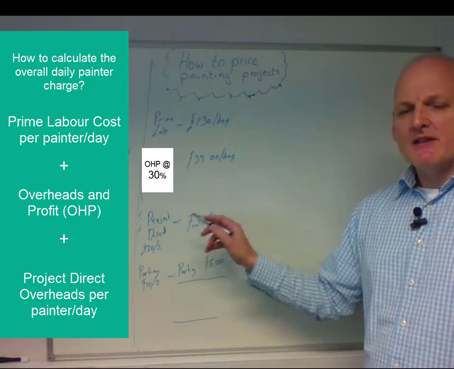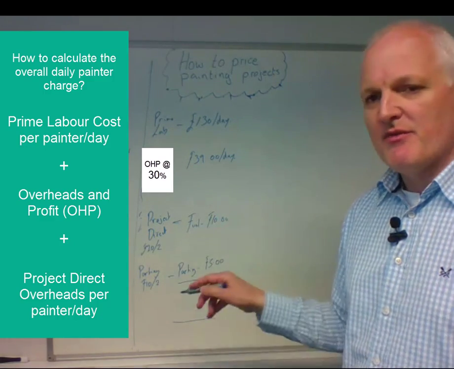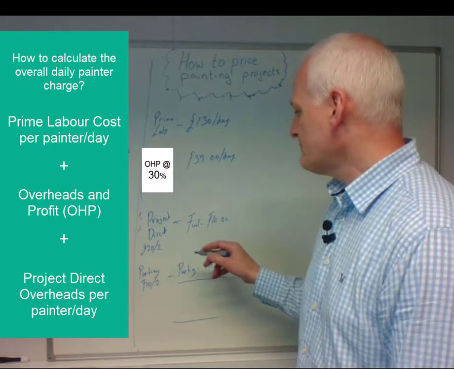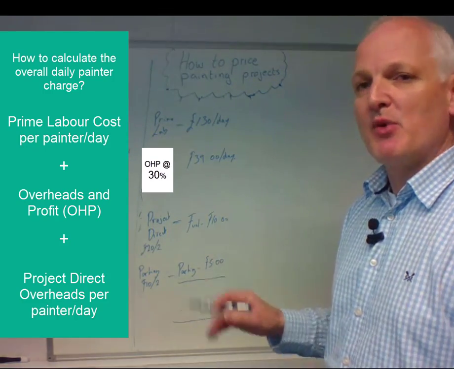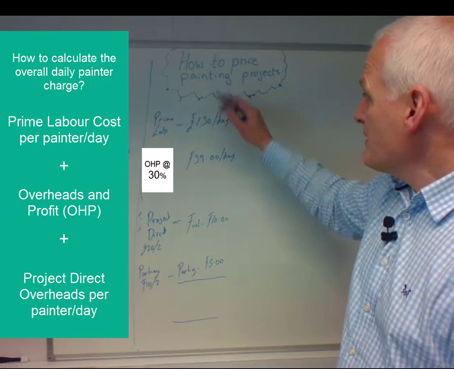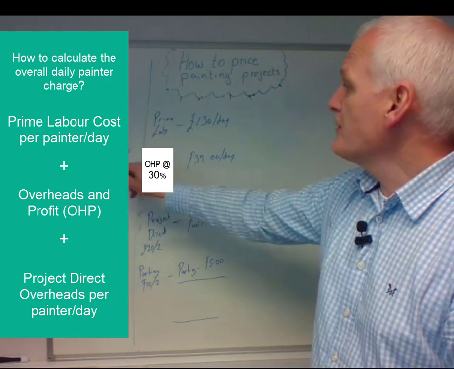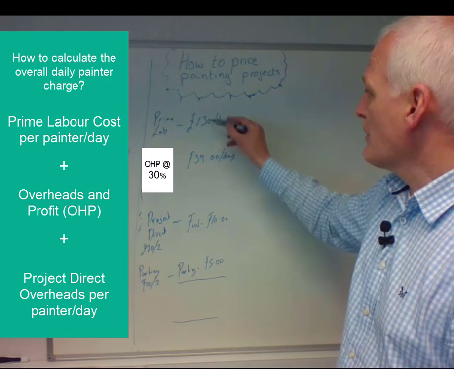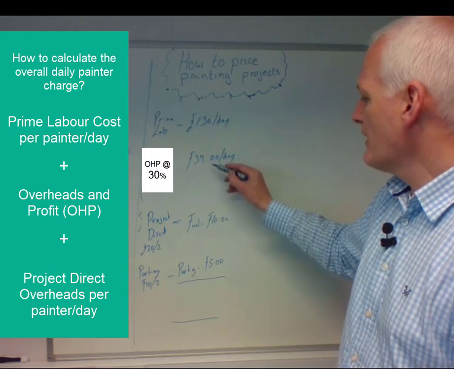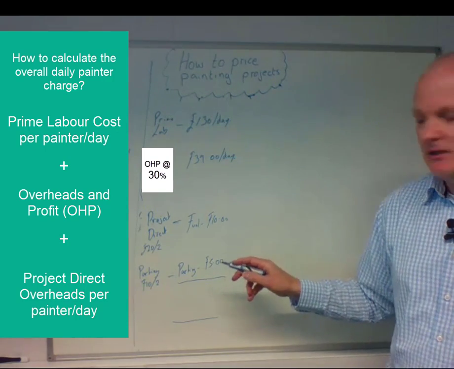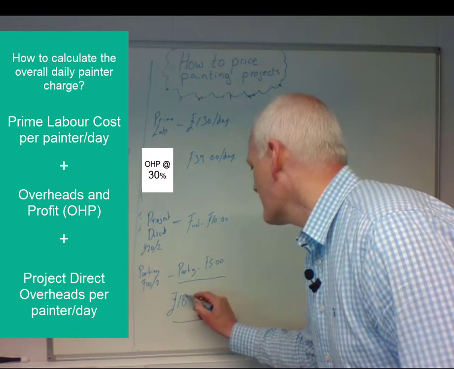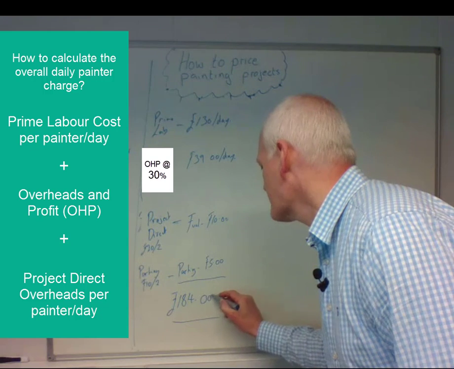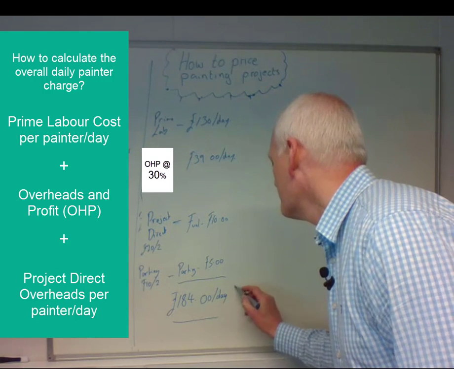So that means for parking, I need to allow £5 per painter per day. The project direct overhead allowance will be different for every single project. So you need to calculate it individually for every project that you do. This means our overall daily painter charge that we need to use for this project is £130 plus 39 plus £10 for fuel, £5 for parking, which means I need to base my price on £184 per day per painter.